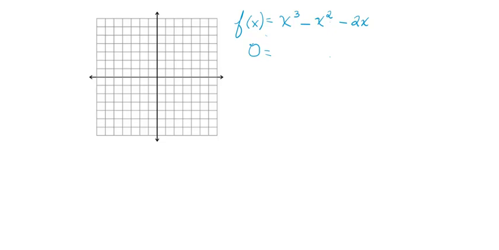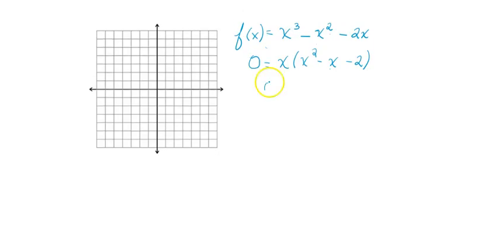First thing I do is I look at all three of those terms, and they have a common factor of x. So I'm going to factor out an x, and I'm left with x squared minus x minus 2. So I've got two factors. I can say x equals 0 and x squared minus x minus 2 equals 0, but I could factor this even further to make it a little simpler for myself.